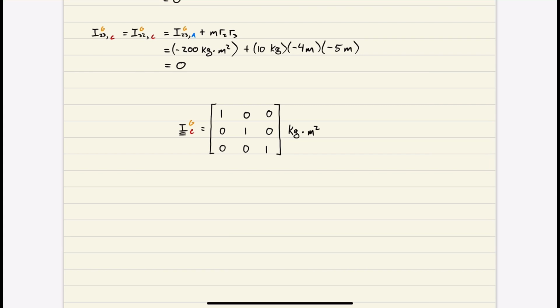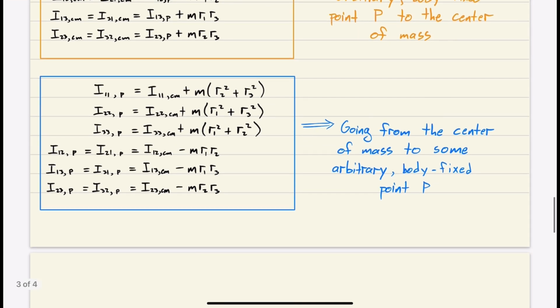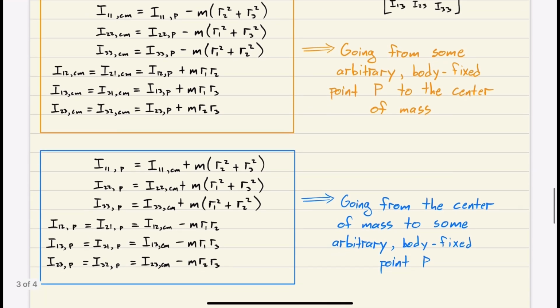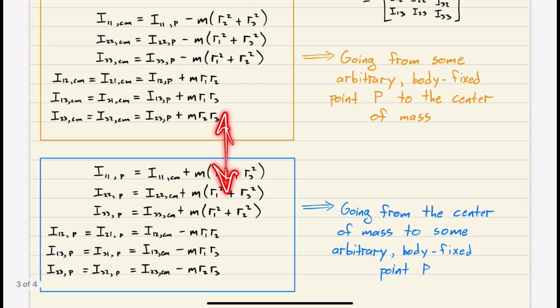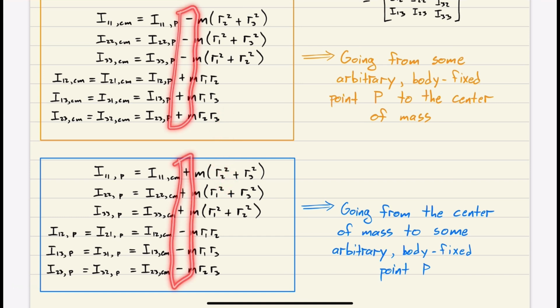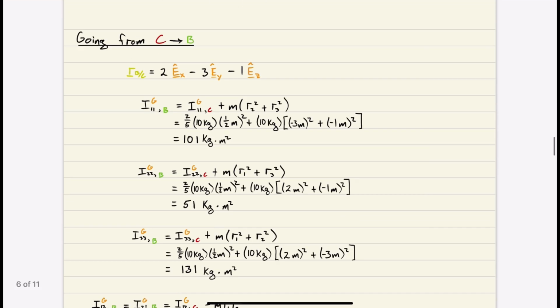Now that we went from A to the center of mass, we're going to go from the center of mass to B. This is the set of equations we're going to use for that, because these are the equations for going from the center of mass to some arbitrary point. The only difference, again, I said this before, between these two equations are these signs here. They're opposites. Okay. So going from C to B, we have our position vector that locates point B with respect to C, which we talked about before.